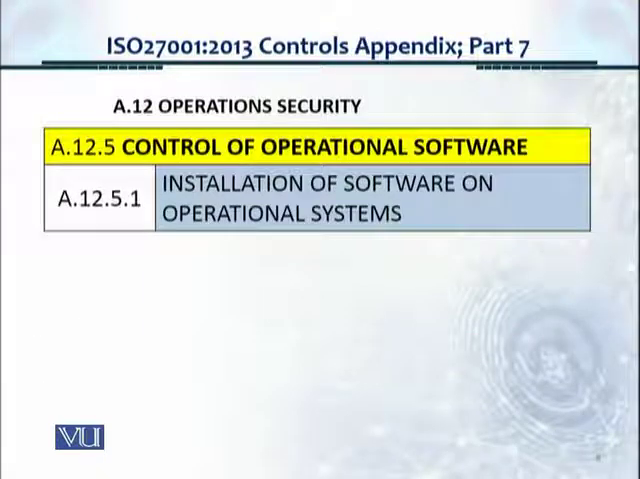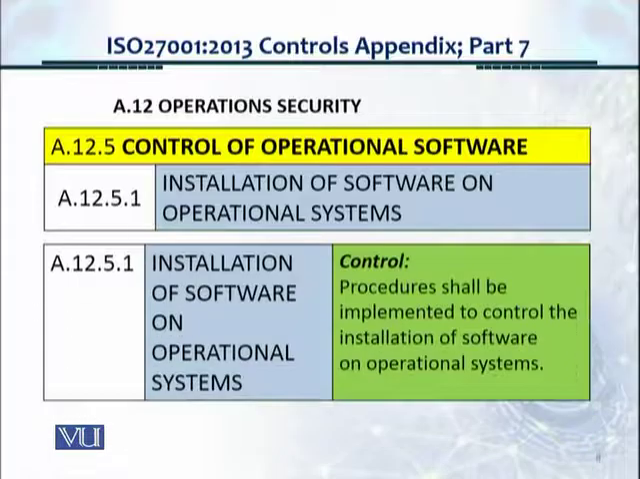Now, 12.5, control of operational software under operation security. Installation of software on operational systems should be controlled, and in green, we see that procedures shall be implemented to control the installation of software on operational systems. And sometimes what happens is that users have full rights to install whatever software they want, and there's no software listing, and there's no restriction, and sometimes that software is malicious, and sometimes the software could damage the integrity, confidentiality, or availability of certain assets.